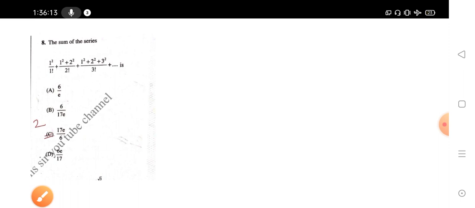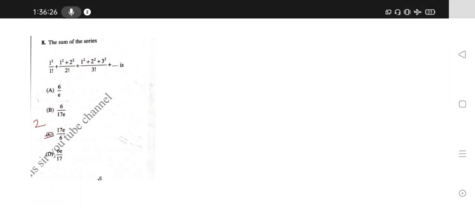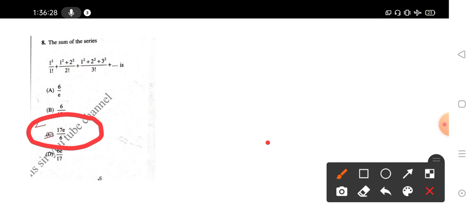The sum of the series 1²/1! + (1²+2²)/2! + (1²+2²+3²)/3! + ... Here the answer is 17e/6. Next question.